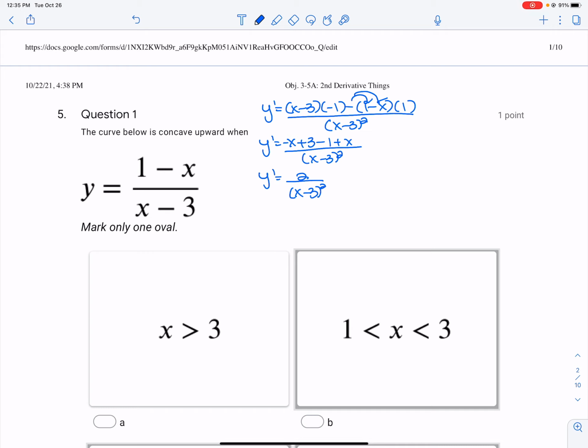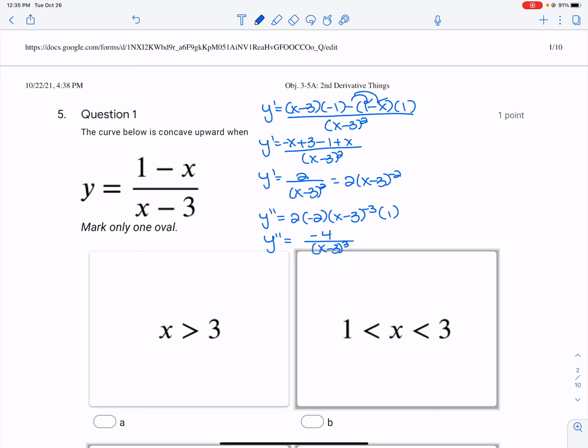So now what I can do is go ahead and take a second derivative. I would change this probably to 2 times x minus 3 to the negative second power. So that gives me a 2 times negative 2 times x minus 3 to the negative third power times 1. So y double prime is negative 4 over x minus 3, the quantity cubed.